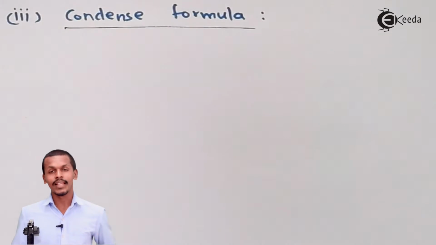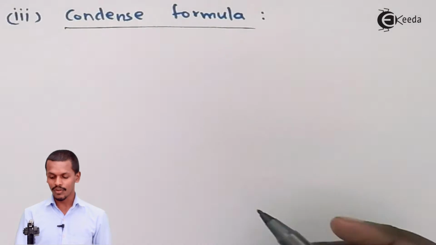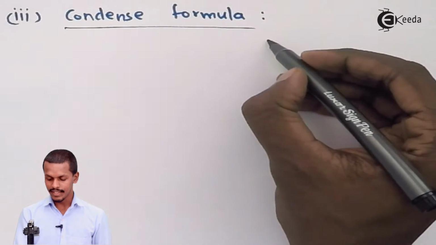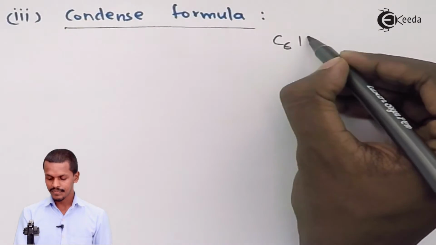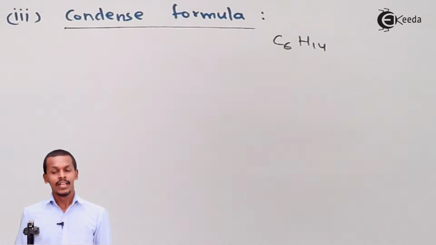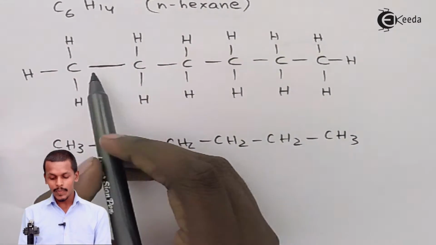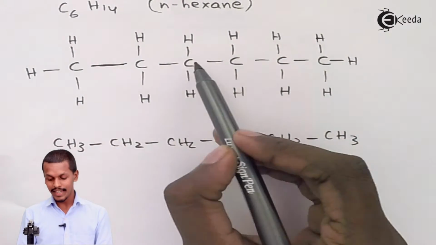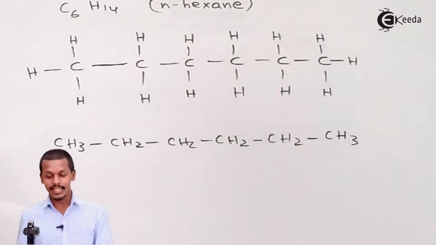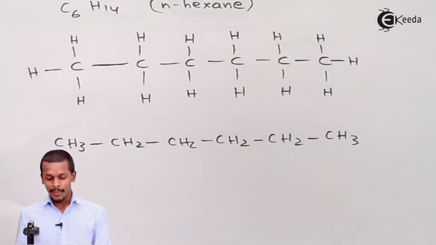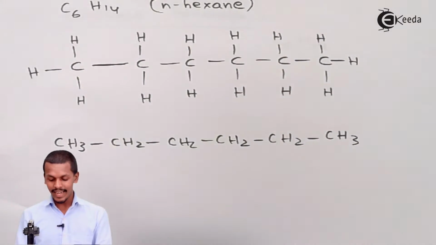Suppose we take an example of hexane, which has a molecular formula that we know as C6H14. So if we have to write the structural formula, let me remind you that the structural formula was given in this form, where we have represented every bond that was attached to each other. So this is what we did for the structural formula. But when it comes to the condensed formula, we write it in this form.